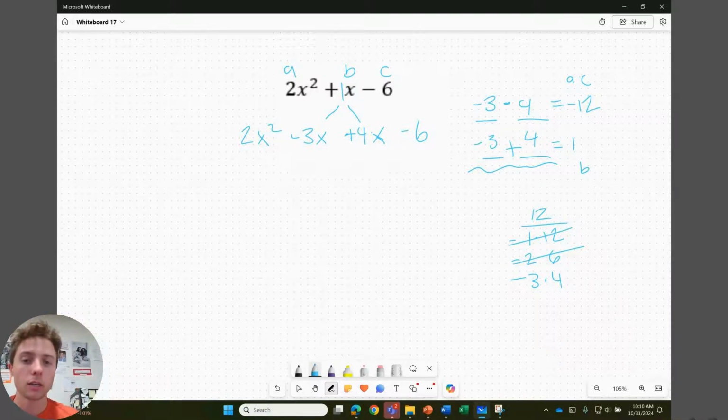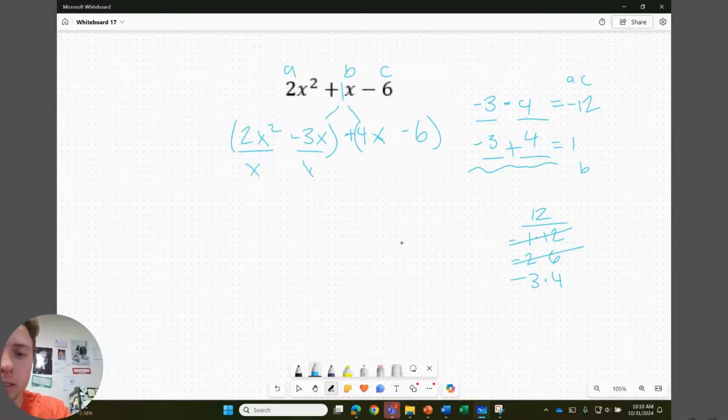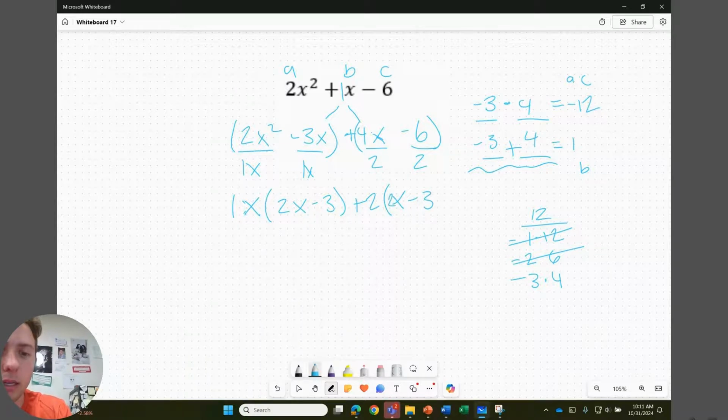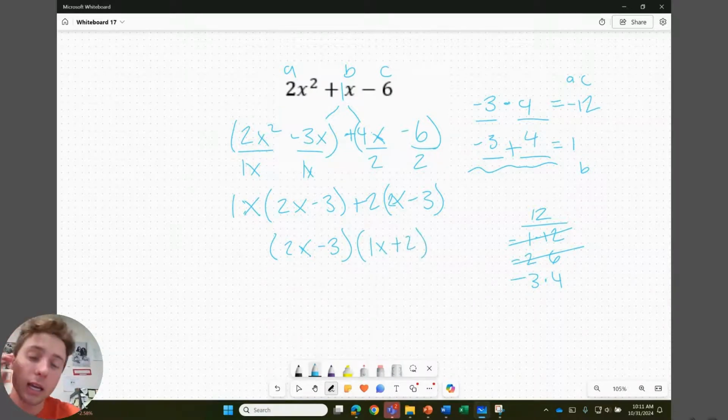So from here, now we have 4 terms and our grouping works the exact same. You find your GCF, you divide it out, 1x in this case. Figure out what you're left with. That would be 2x minus 3. Same thing for the second set. Divide it by your GCF. See what you're left with at that point. The parentheses should match. Whatever was multiplying with them moves into the second set of parentheses, and now you've factored this quadratic.